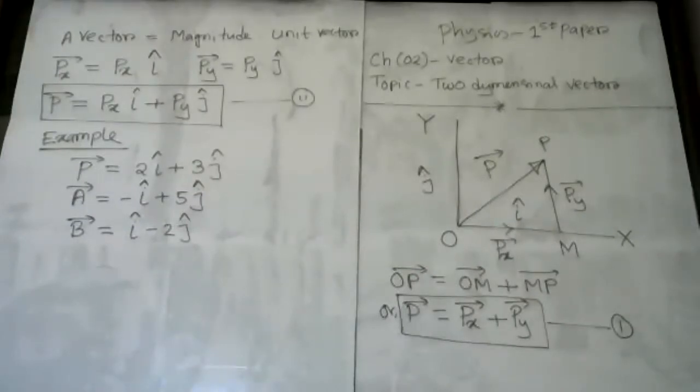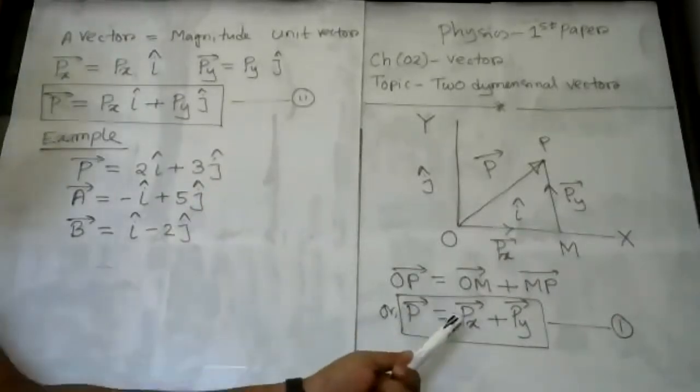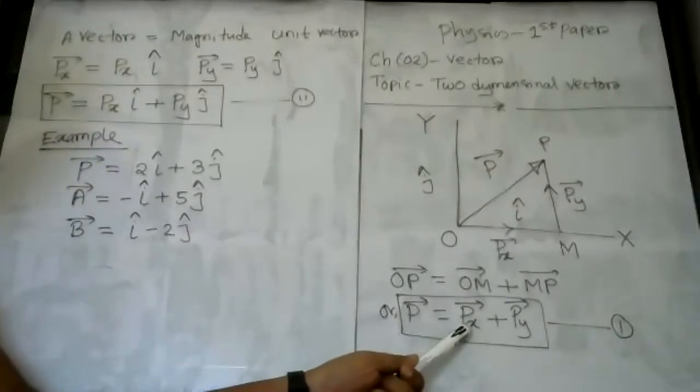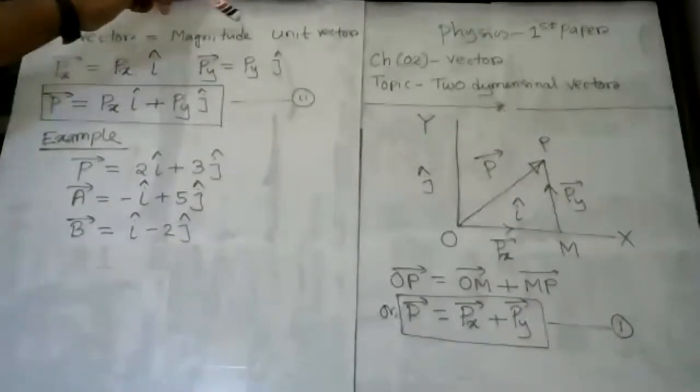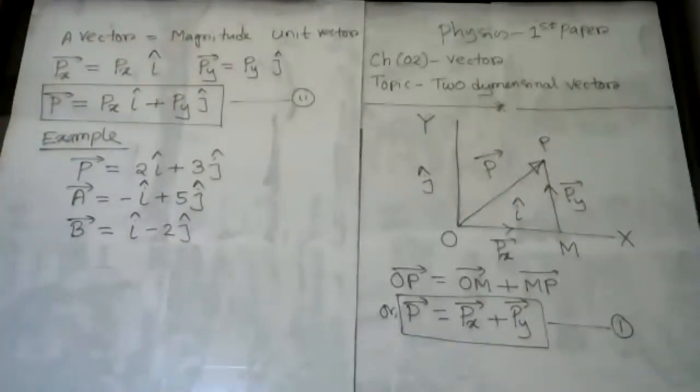Sir, I have a question. Sir, P vector equal to Px i hat plus Py j hat. How did we get this? With the Pythagoras theorem? Okay, very good. You see that here, Px equal to what? If you use the basic concept of vector, you see that a vector quantity equals magnitude into unit vector.